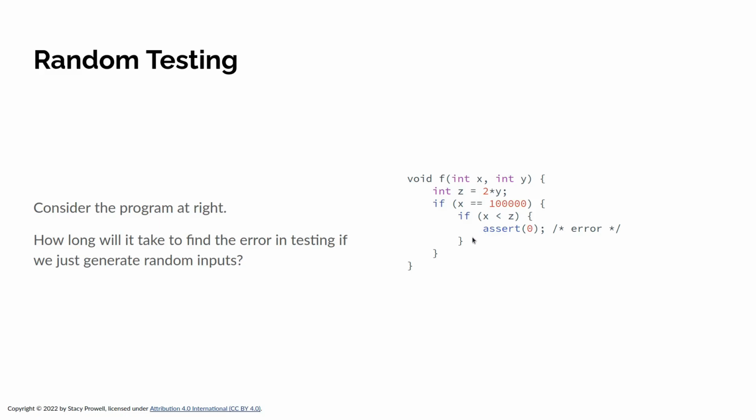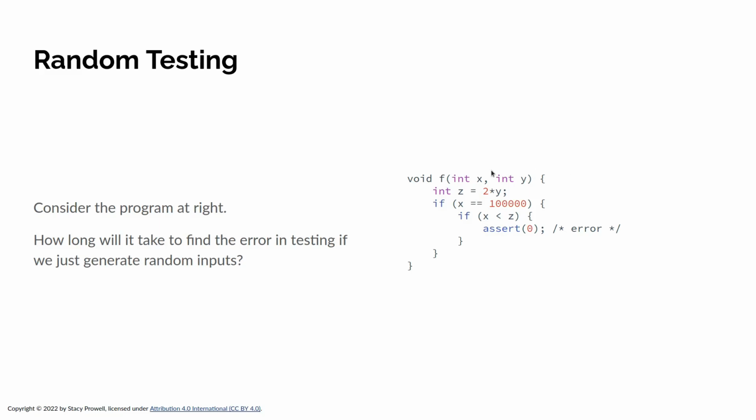Okay. And so here's my super complicated program. It's called F. Great name for a program. It takes 2 arguments. I multiply y by 2, that's z. I then check to see if x is 100,000. If x is 100,000, and if x is less than z, then I have this assertion happen. Otherwise, I don't. So if we just randomly generate x's and y's and plug them in, how long will it take us to find this bug? Right? If I just fuzz it, how long will it take?